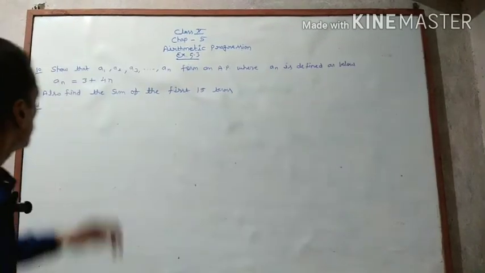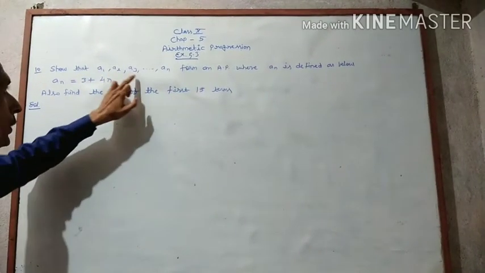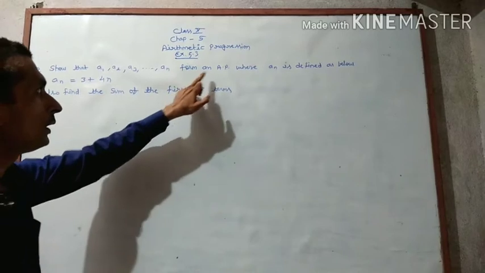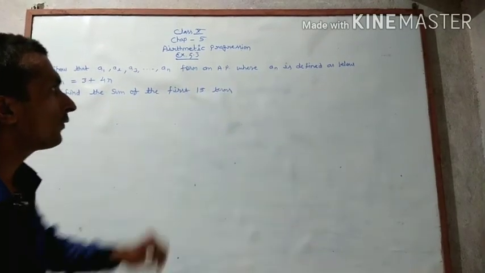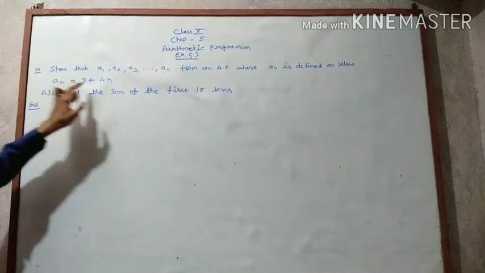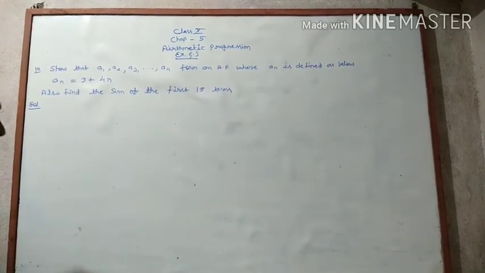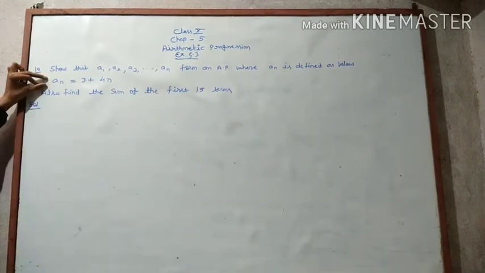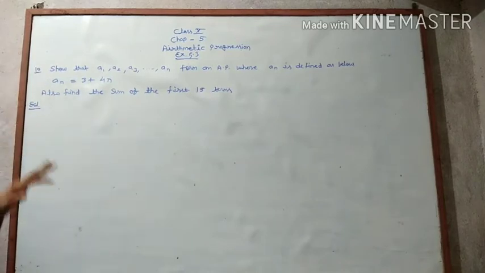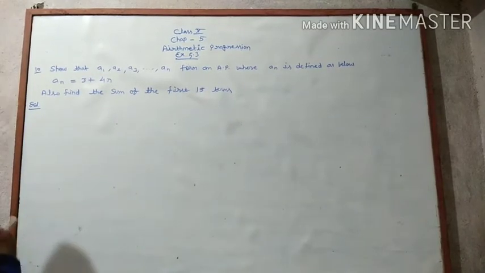And next, A1, A2, A3 ... AN form an AP where AN is defined as below, AN equal to 3 plus 4n. Also find the sum of the first 15 terms. So in this question, first of all, AN equal to 3 plus 4n is the given value. With its help, you will find out the values of A1, A2, A3, and so on. Then after that you have to find the sum of the first 15 terms. So look at this one, how to solve.